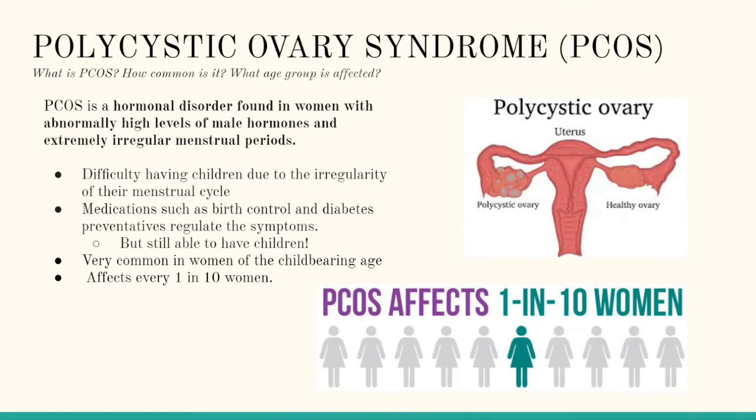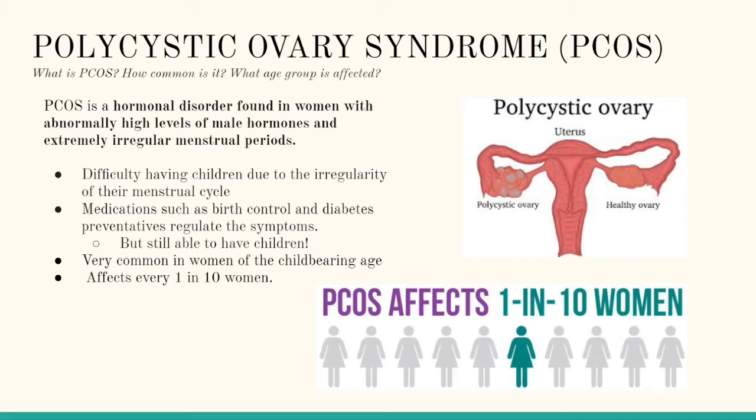The next disease we will be discussing is Polycystic Ovary Syndrome, also known as PCOS. PCOS is a hormonal disorder found in women with abnormally high levels of male hormones and extremely irregular menstrual periods. Women with this disorder commonly have difficulty having children due to the irregularity of their menstrual cycle. They can take medications such as birth control and diabetes preventatives to regulate the symptoms. PCOS is very common in women of childbearing age and can affect 1 in 10 women.